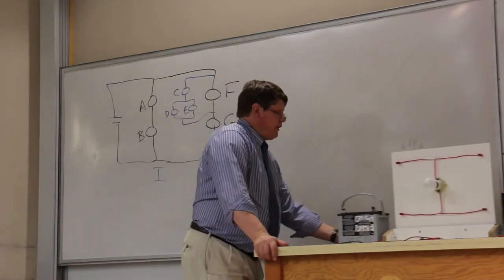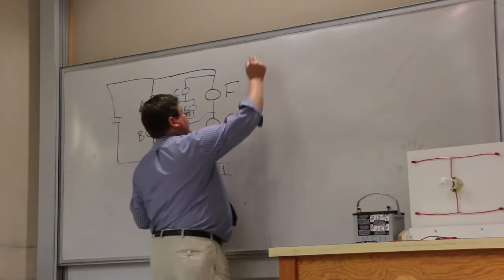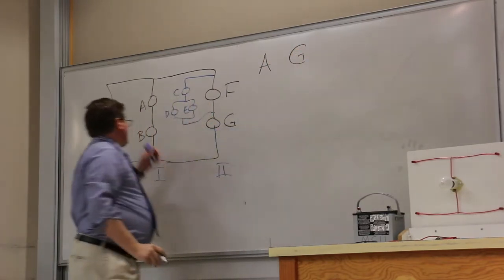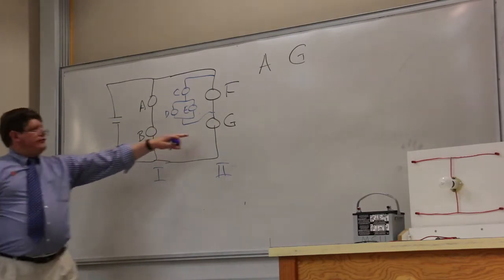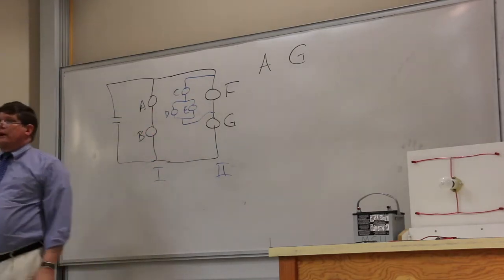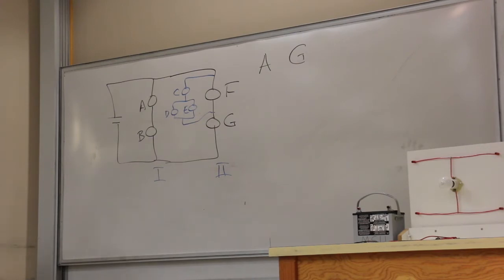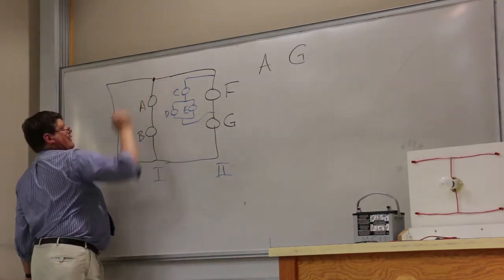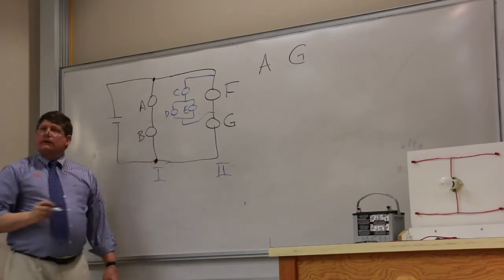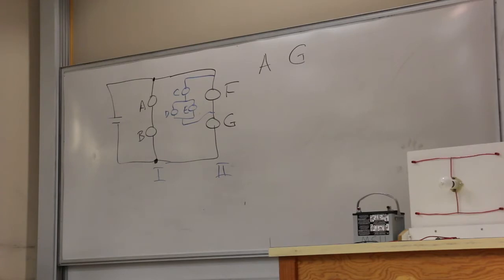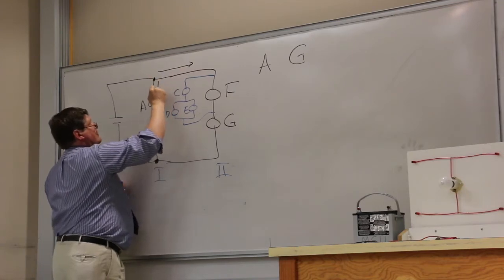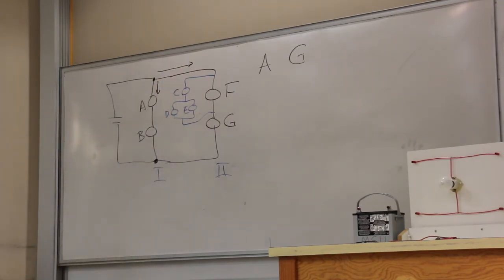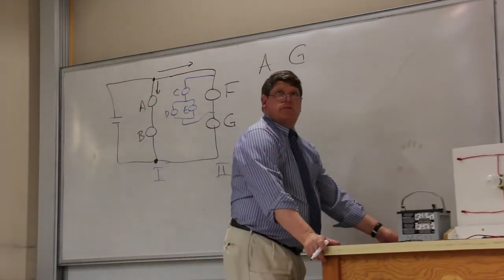Now, the first bulbs that you're asked to compare in that problem are A and G. A is an indicator for branch 1. All the current through branch 1 goes through A. G is an indicator for branch 2. All of the current through branch 2 goes through G. So what I'm really asking is, how does the current split here and then come back together there? Which is the easy path and which is the hard path? Now, many of you are going to just say, oh, that's the easy path, that's the hard path. But on an exam, you have to justify that answer. This is what I would expect for a full point answer.